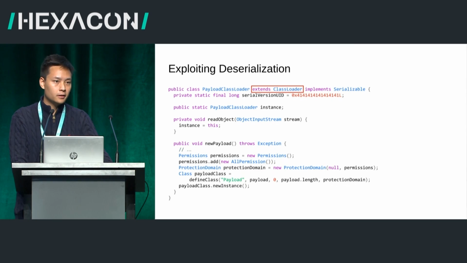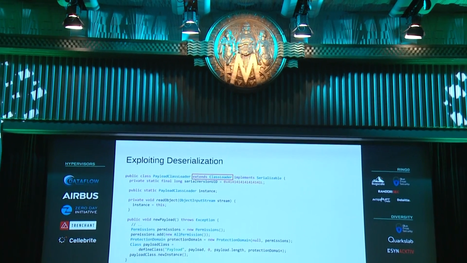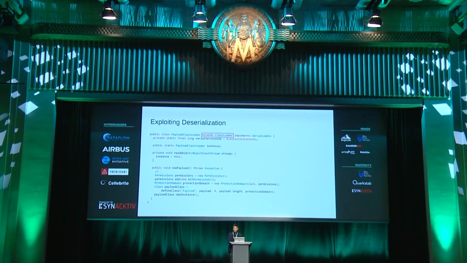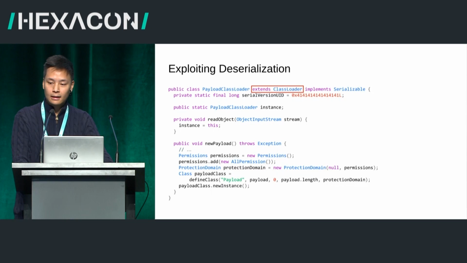We create a subclass which extends the class loader and implements Serializable. As mentioned before, the first constructor whose class does not implement Serializable is called. Since the payload class loader implements Serializable, its constructor is not called, but the constructor of the superclass, which is the class loader, is. Hence, the payload class loader will not be on the call stack, and permission checks in the class loader will pass.